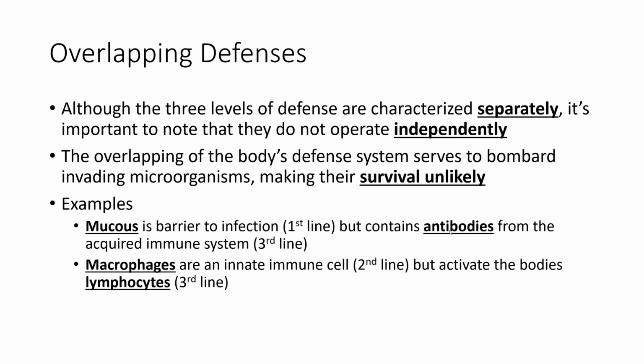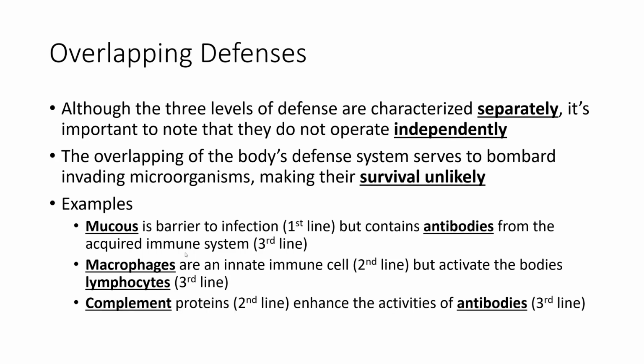Another example would be macrophages, which are considered a phagocyte, part of the innate or second line of defense. And these cells by themselves can play a defensive role in the second line independently. But at times, and actually commonly, they will also play a role in activating lymphocytes, which are B and T cells. It's a little bit of a broader term that describes mostly B and T cells. So they actually play a role in activating those cells in many cases. So that's another example of where the two overlap.